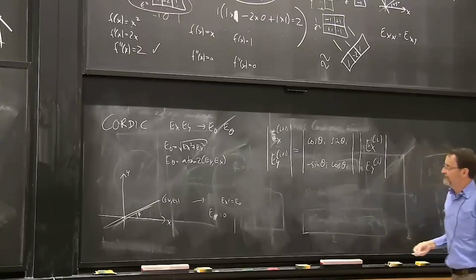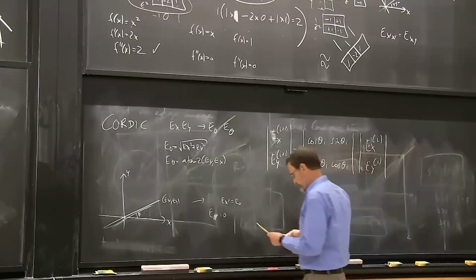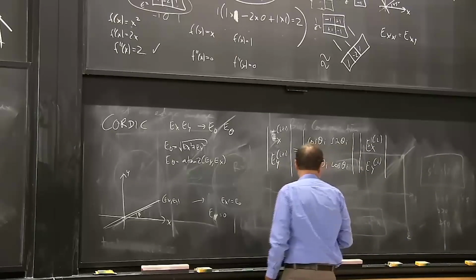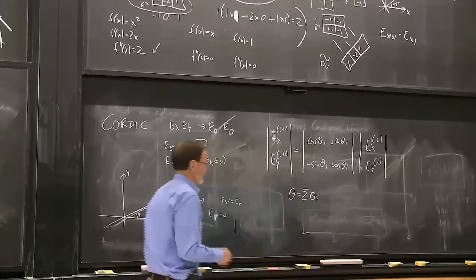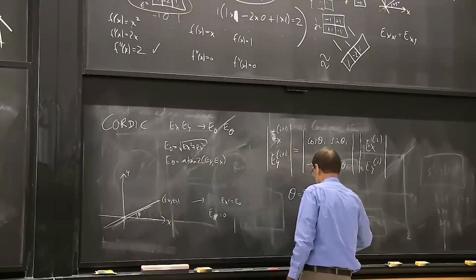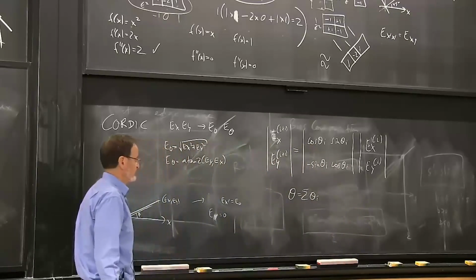Okay. And so one thing we can do is have a sequence of thetas that we try. And when we're finished with this iteration, when we decide to stop, the answer for the angle is just the sum of all of those increments we make.